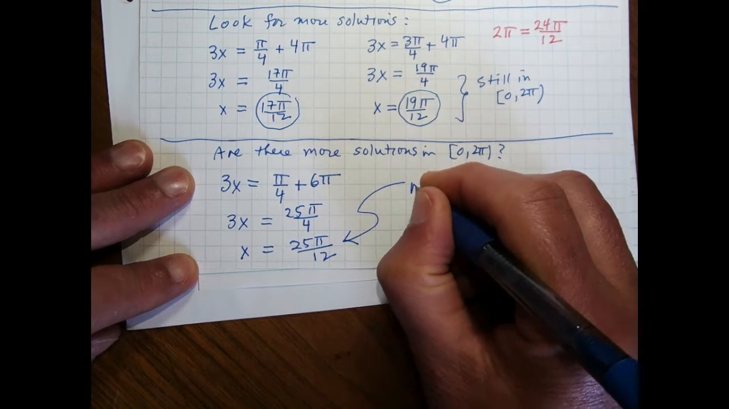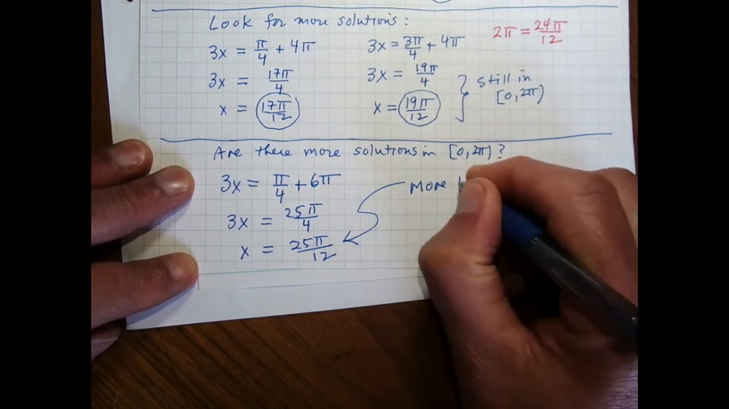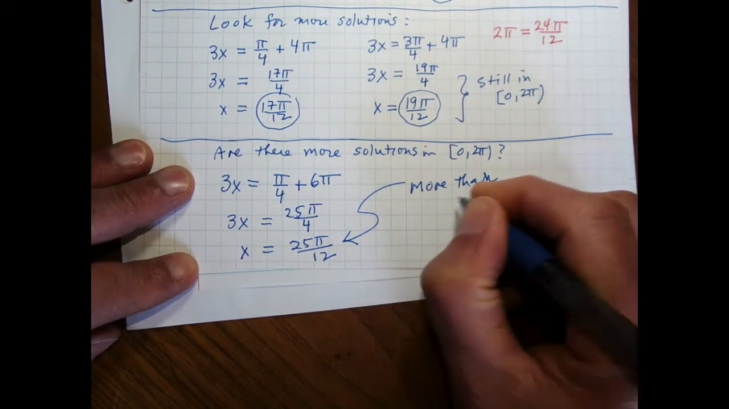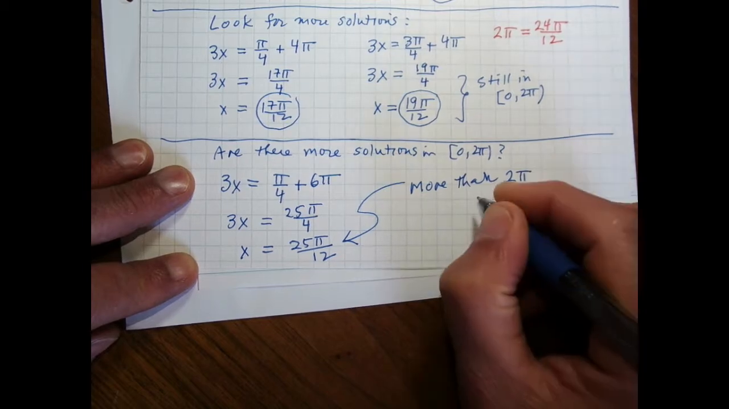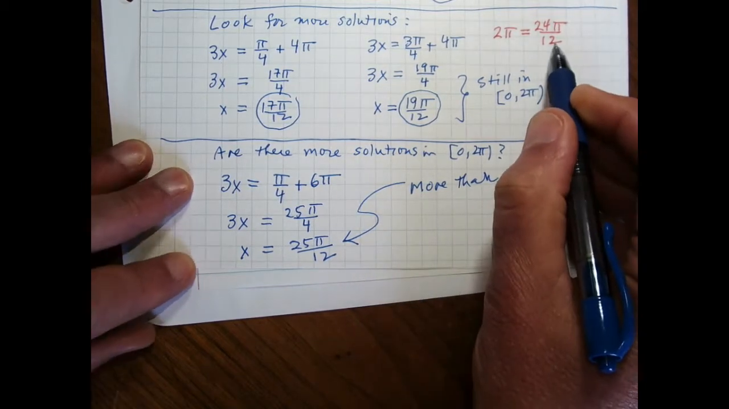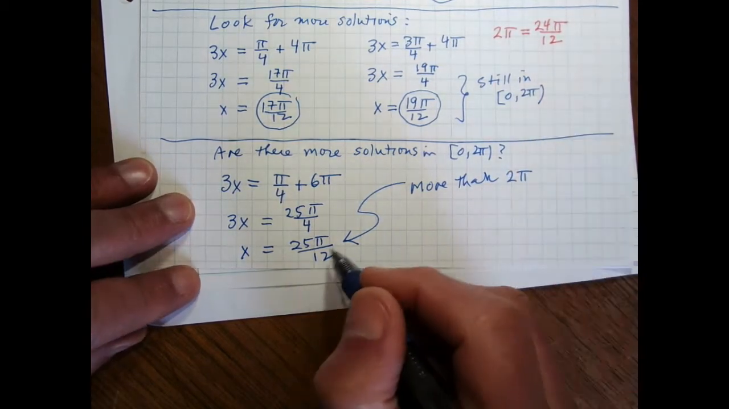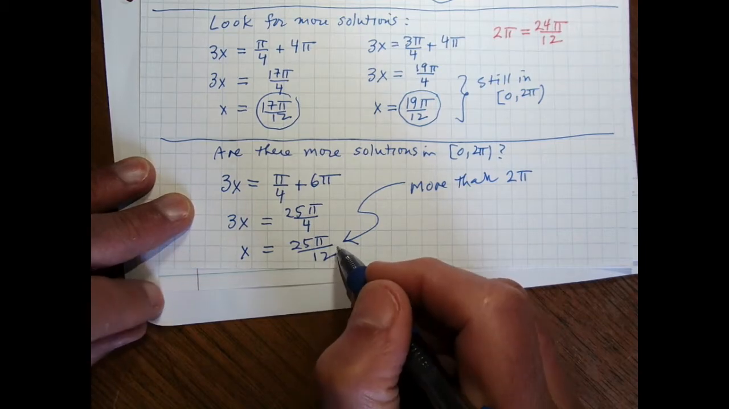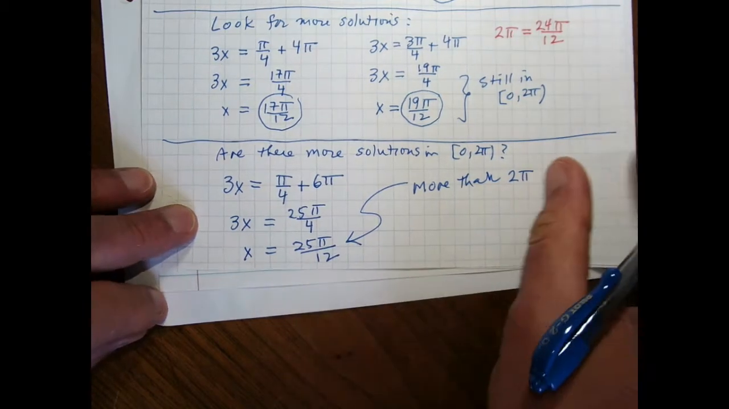Okay, that's finally bigger than 2 pi, right? That's more than that 24 pi over 12. So we've finally gotten outside of that interval from 0 to 2 pi. Okay, so let's sum up what we have here.